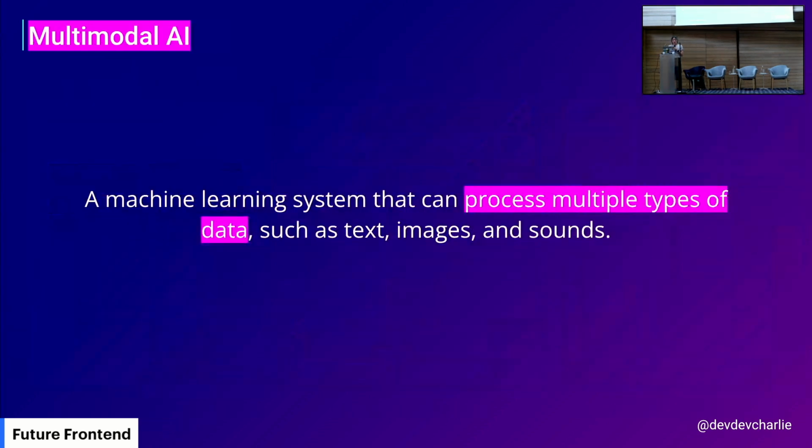Okay, so just because I've been mentioning multimodal AI, in case you do not know, it's basically a machine learning system that can process multiple types of data, such as text, images, and sound. If you've been using ChatGPT, again, it's mostly text or sometimes speech that becomes text, but now you can also feed it images or PDFs and sounds, and still have a nice output.